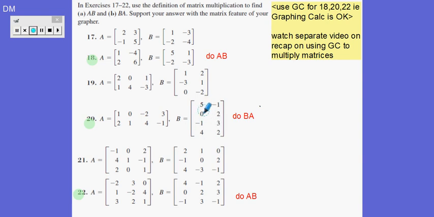Then you just press enter after those 2 matrices are set up right next to each other, because that means multiply. And then it just spits out the answer. So that's how you do 18, 20, and 22. I'll try to post a video on the instructions I just gave you for using the graphing calculator for multiplying matrices. But after the really simple instructions I gave you, I think it's pretty self-explanatory from there. Okay, we're almost done.